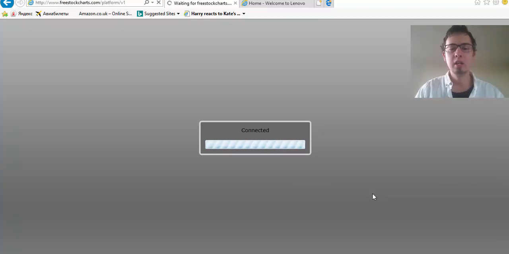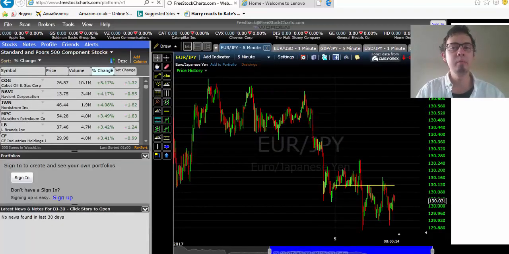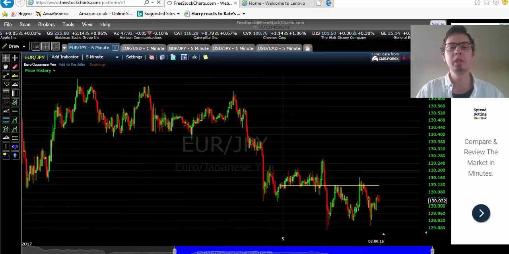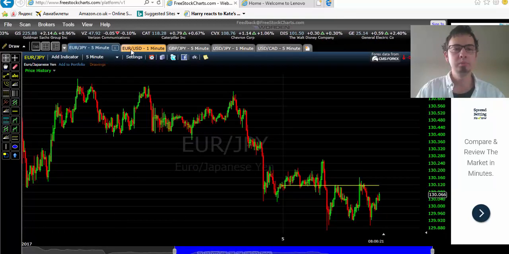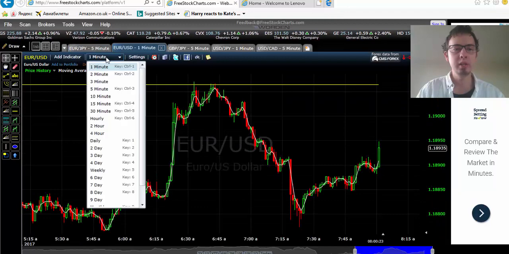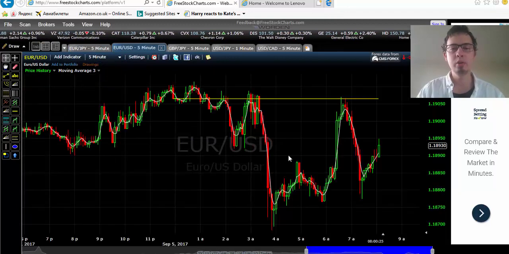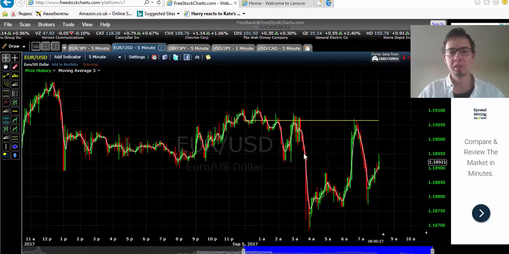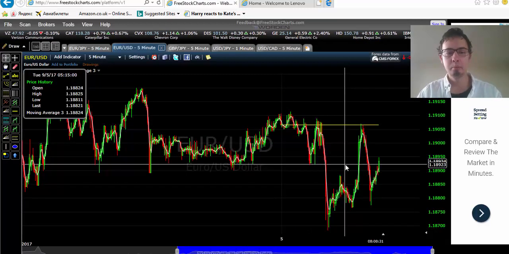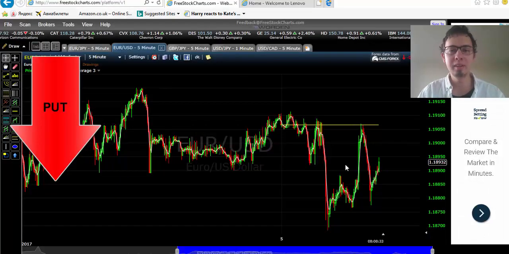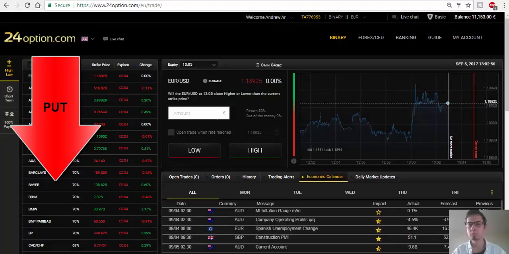Let's analyze what kind of trades we're going to take. My favorite trades are when I look at 5-minute charts and place 15 to 25-minute trades. So we have Euro-USD here, so let's take a look at the 5-minute Euro-USD. It's a nice put trade.